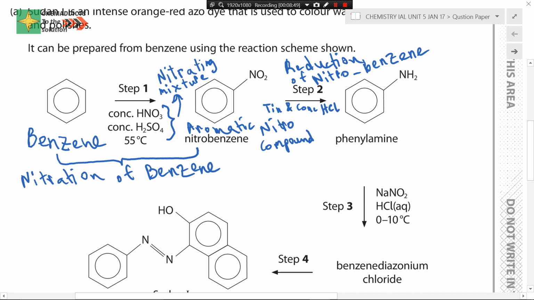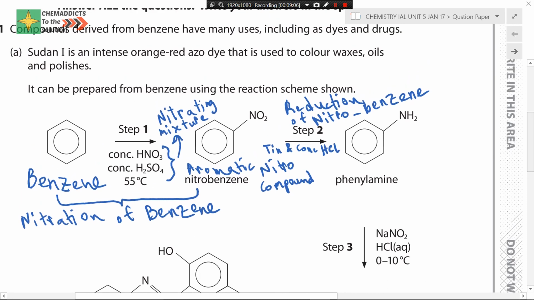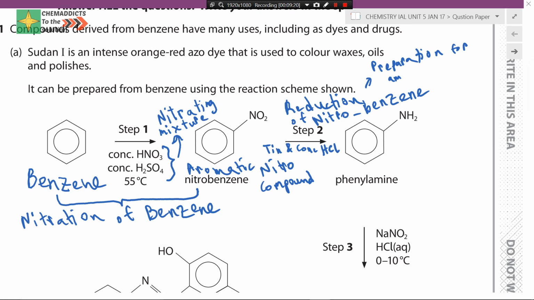So therefore the reagents for this reaction are tin and concentrated HCl in order to convert nitrobenzene to phenylamine. In other words, this can be said to be the preparation for aromatic amine. Phenylamine can also be named as aromatic amine.